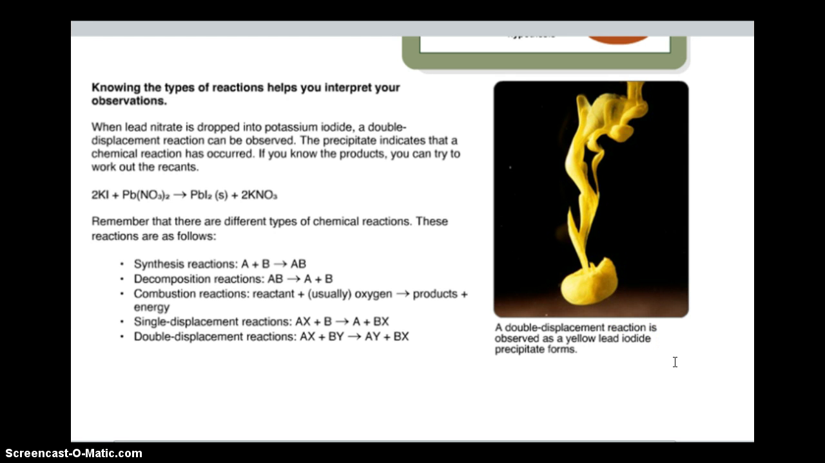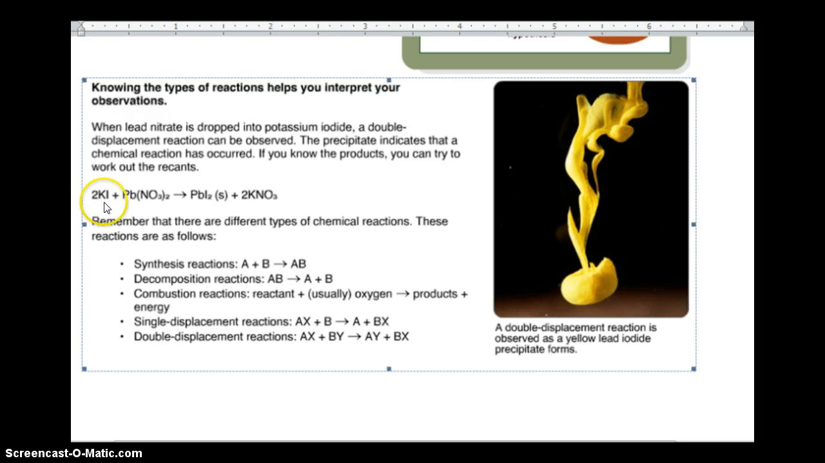A double displacement reaction is observed as a yellow lead iodide precipitate forms. Knowing the types of reactions helps you interpret your observations. When lead nitrate is dropped into potassium iodide, a double displacement reaction can be observed. Here we have potassium and iodine, so potassium iodide, and there's how many molecules of that? 2, that's why there's a 2 in front. Then we're adding lead nitrate, and there's 1 molecule of lead nitrate.